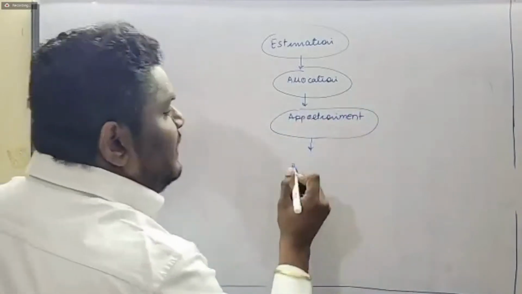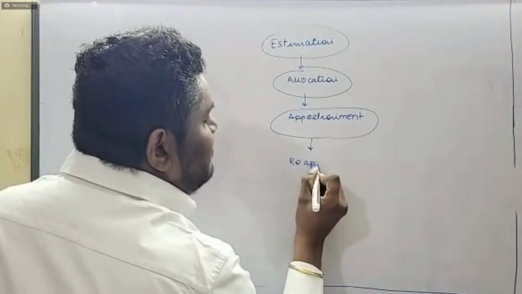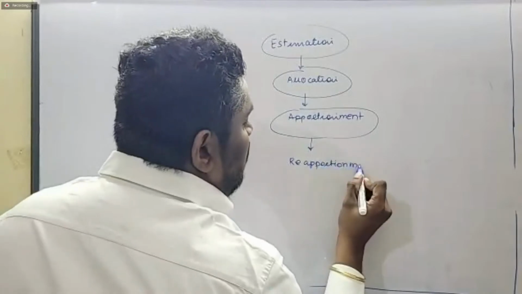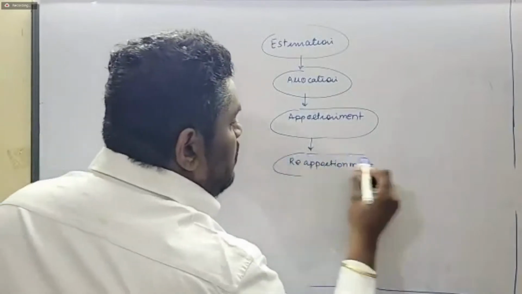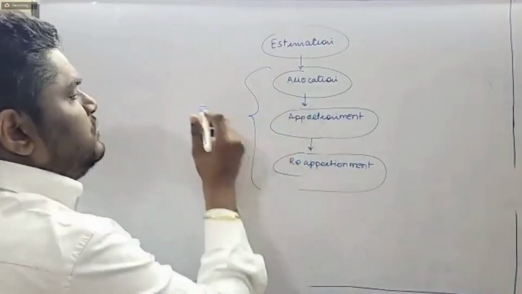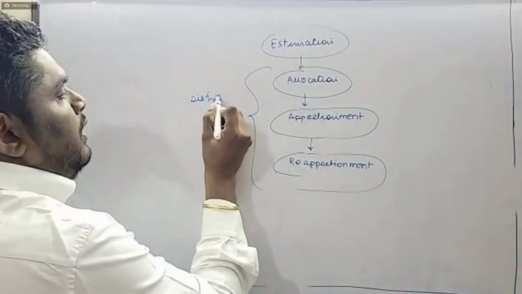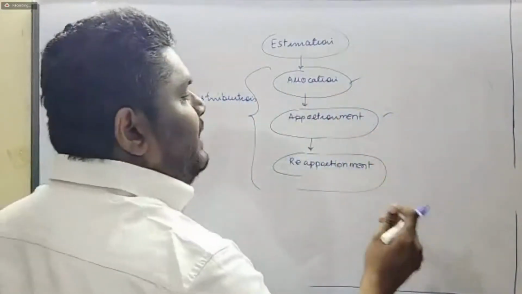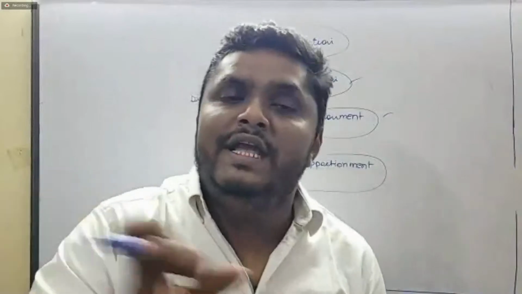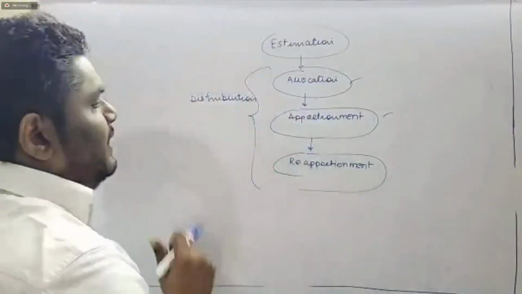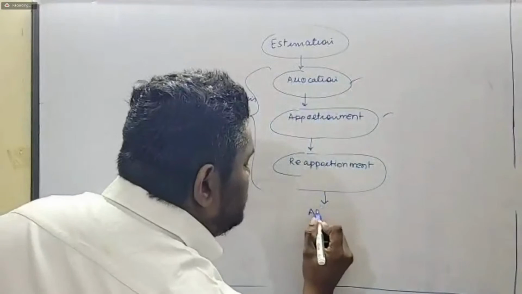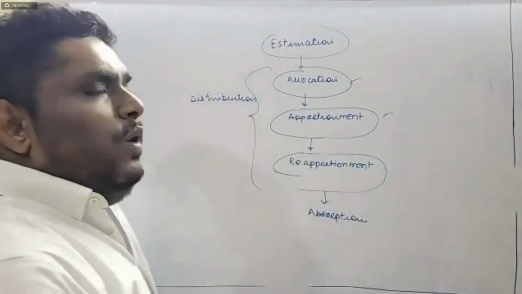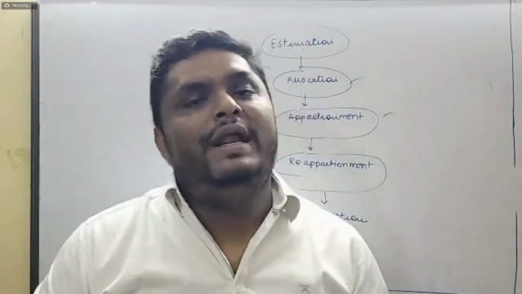After apportionment, we do reapportion the overhead of the service department to the production department. So these three parts belong to distribution. In distribution, what will we be doing? Allocation or apportionment, and after allocation or apportionment, reapportionment of overhead. So this is covered in distribution, and the last part is absorption. So this is all what we'll be covering in the distribution and absorption of overhead.